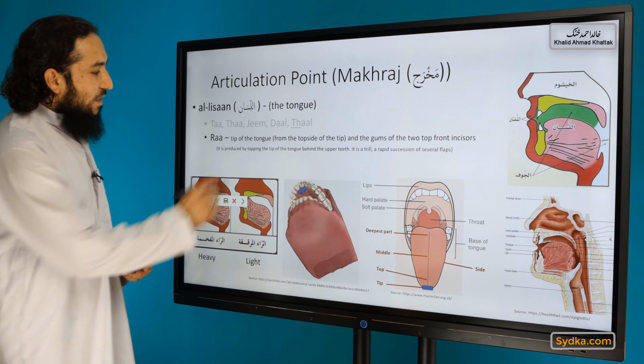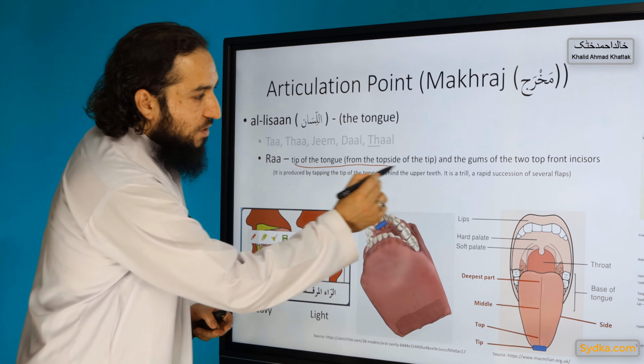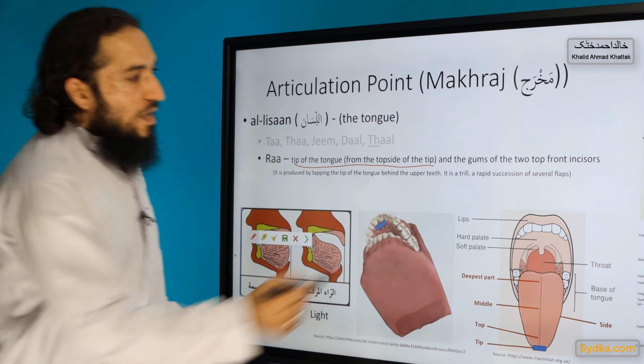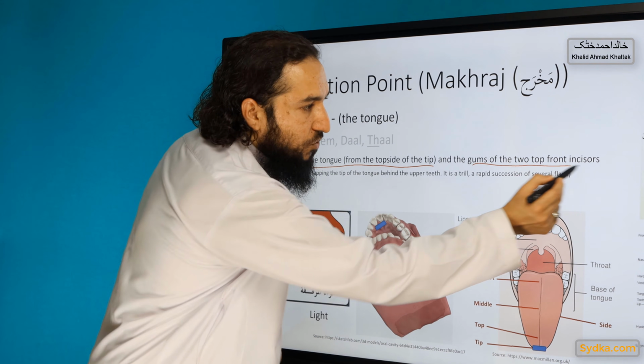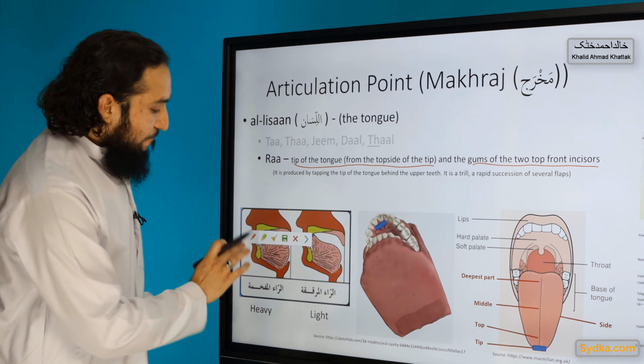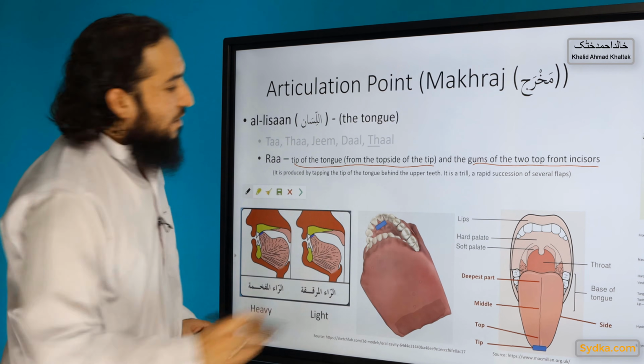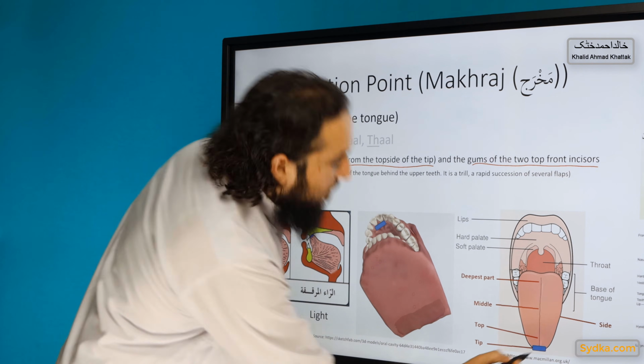So the articulation point is the tip of the tongue, from the top side of the tip, and the gums of the top 2 incisors. That's the articulation point. Okay, let me explain that to you. The tip of the tongue from the top side.